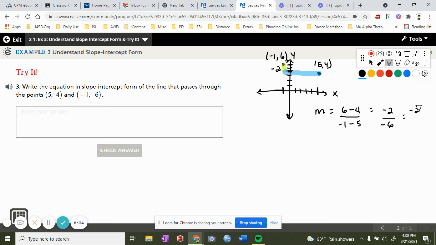Negative 2 over negative 6 does reduce. First, we have a negative over a negative. And what is a negative divided by a negative? Why, yes, it is a positive. And then we're going to reduce 2 over 6 because each of these are even. So we can divide by 2, and we get our slope equals 1/3. So I am on my way to having my equation, y equals 1/3 x.